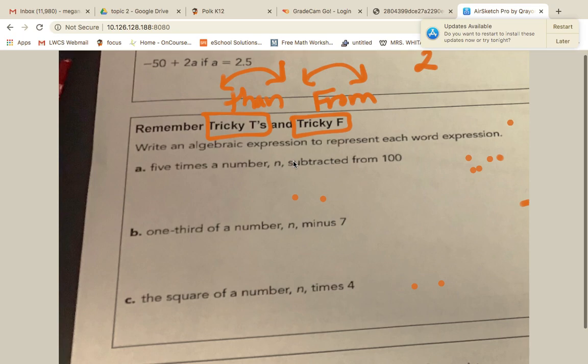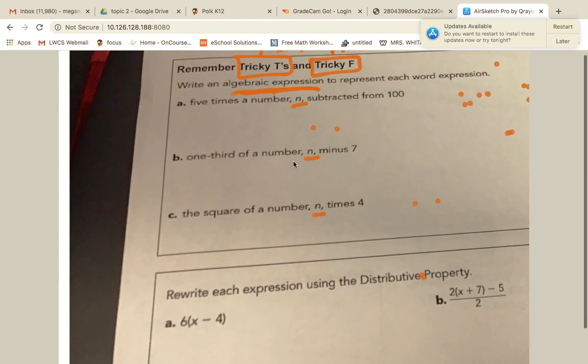An algebraic expression, again, is a problem with numbers and letters. So all of these should have numbers and letters. And I look and I see N for all of these. So that looks like that's going to be the variable or the letter that you use. Rewrite these using distributive property.